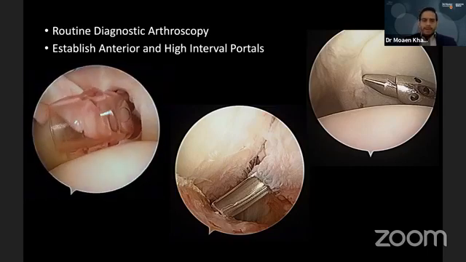So in all of my instability procedures, I have an anterior working portal and a viewing portal, and my initial viewing portal is this high interval portal. From this view here, you can see the back of the humerus, you have a very good view of this Hill-Sachs lesion, and you can place your anchors there, and you also have a great view of the anterior inferior glenoid.